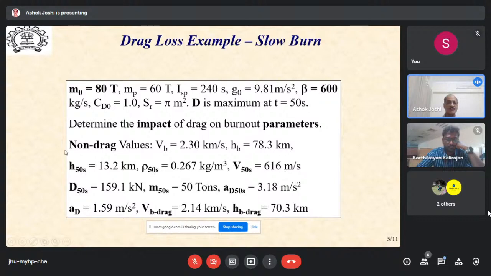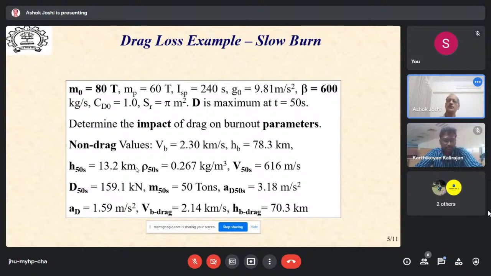Of course, certain other simplifications we have introduced to say that the altitude at 50 seconds is where the peak occurs. In reality, it is not going to be as straightforward. It's then going to be a non-linear iterative process where you will have to go through this cycle multiple times to arrive at the solution correctly.